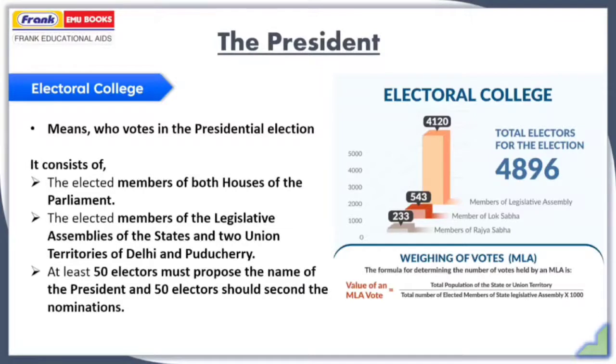If we talk about the members of Lok Sabha, the current strength is 543 and the members of Rajya Sabha, the current strength is 233. We are only talking about the elected members of Lok Sabha and Rajya Sabha, right? Likewise, the total number of members of the Legislative Assemblies is 4,122. It means in the presidential election, 4,896 electors or voters are there.